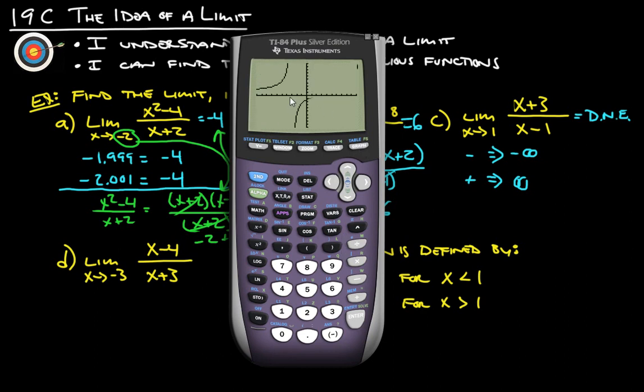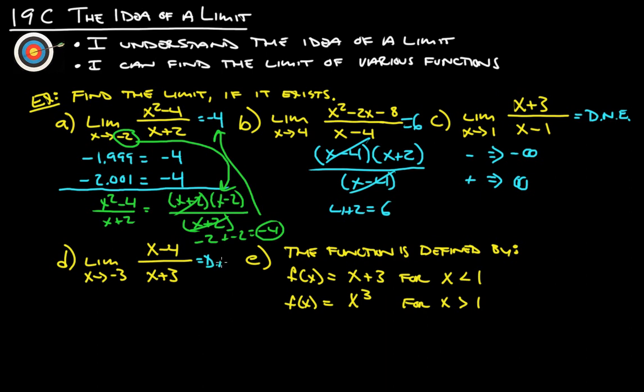So let's see what happens as we approach -3 here. Look, at -3 right here, it's going to positive infinity and negative infinity. Again, you can go through and double check by calculating, but you can see right here, at that line, that these things are going in opposite directions. So this one also does not exist.